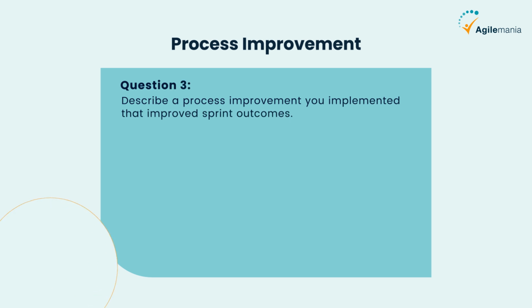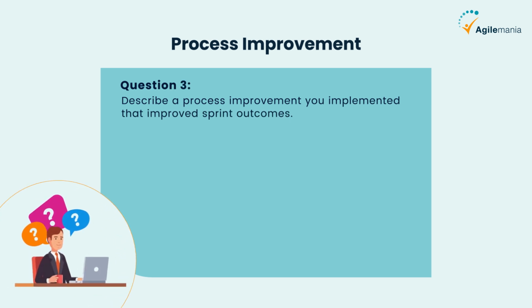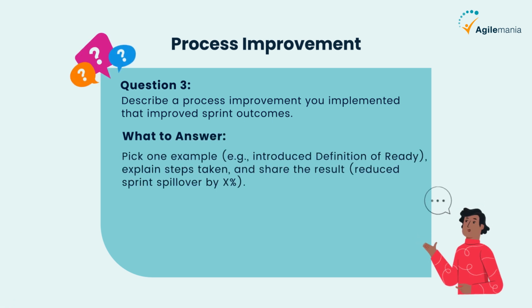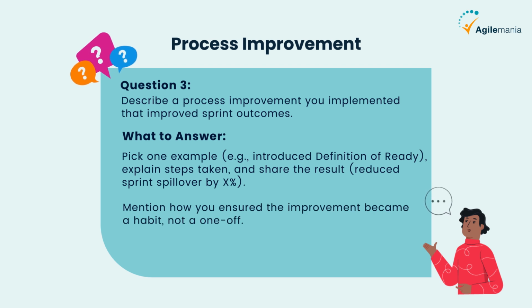Question 3. Describe a process improvement you implemented that improved sprint outcomes. What to answer? Pick one example, e.g., introduced definition of ready. Explain steps taken, and share the result, reduced sprint spillover by X%. Mention how you ensured the improvement became a habit, not a one-off.